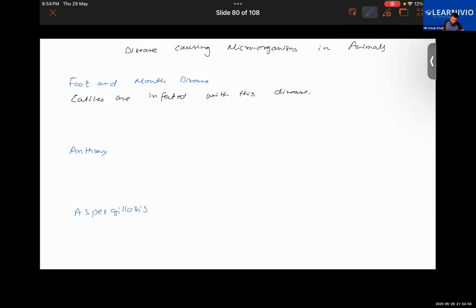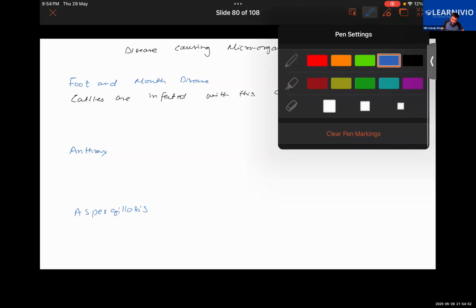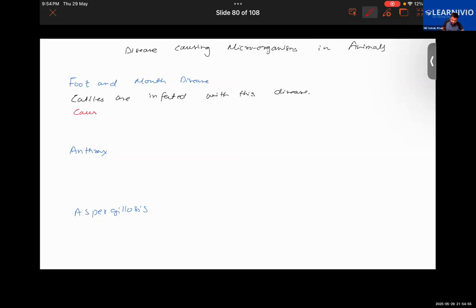Okay? And the causative organism, the organism responsible for this, is a virus. Causative organism means the organism that is responsible for this disease. So here it's a virus. Now, the cattle that suffer from this disease will get blisters on feet and mouth. Do you understand what blisters are? Blisters will be there on the feet and the mouth of the cattle, particularly. Getting what I'm trying to say?